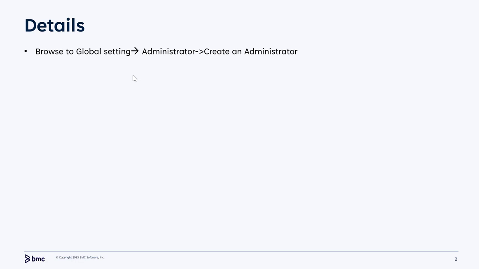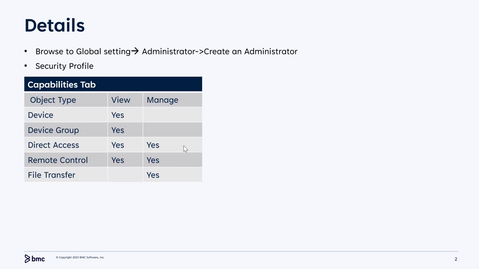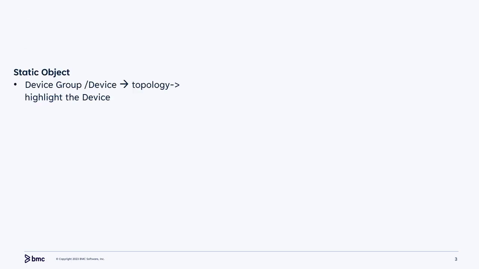For that, you need to log into BMC console, click on Global Settings, go to Administrator and create an administrator and give it a user-friendly name. We'll then proceed by configuring its security profile and setting the capabilities tab for this profile as follows. We'll then further proceed by highlighting the target device under the device group for static objects and configuring its static object properties as follows.